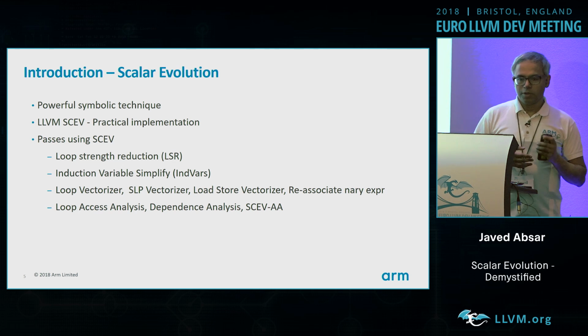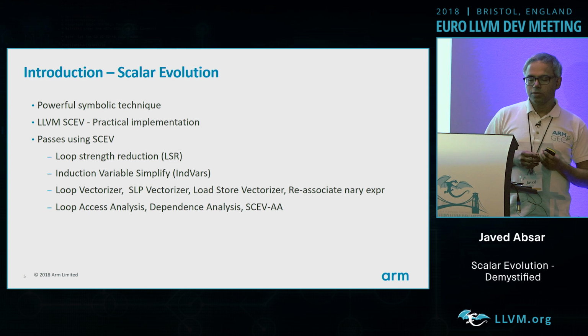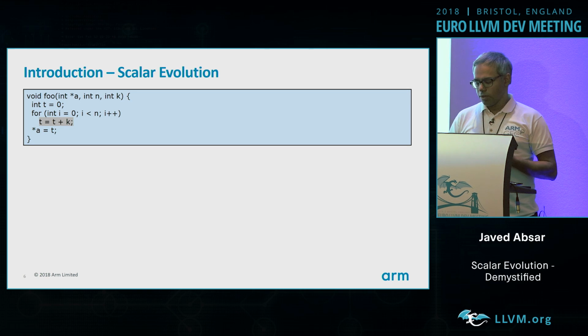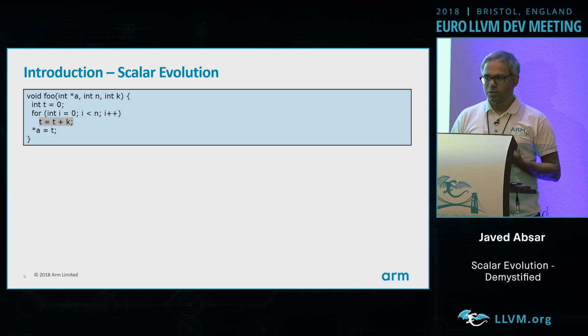Many optimization passes use it. There are big users like loop strength reduction, vectorizers, induction variable simplification, and some other ones which use it in a limited way. So scalars and loops, we've talked a bit about it. Let's look at an example.